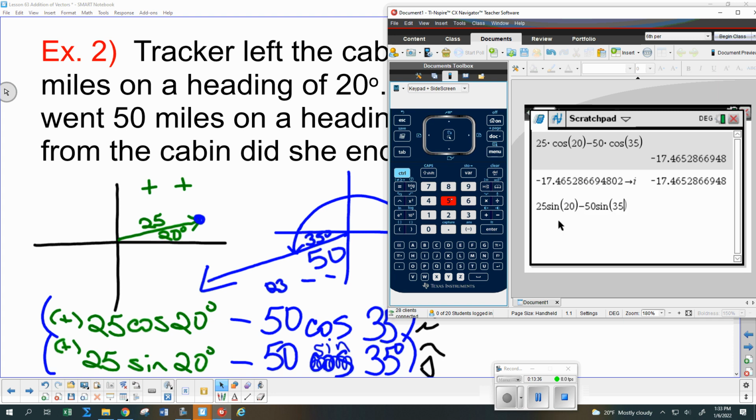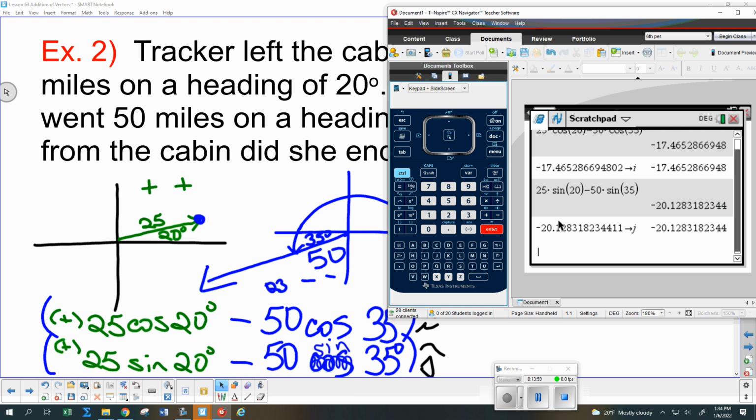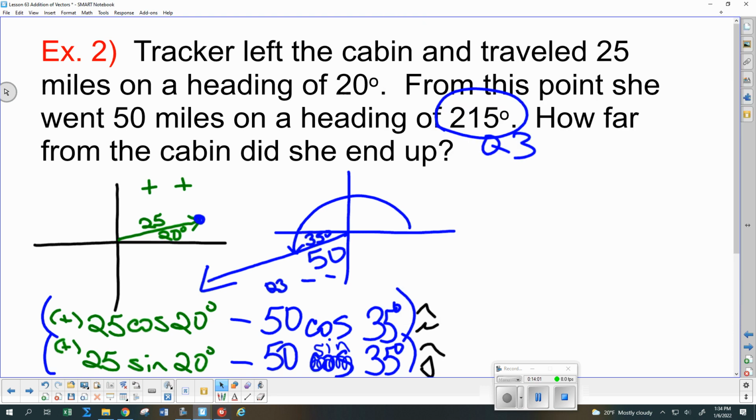Abby, did yours work okay for the I hat this time with that change? And what do we have, Cooper, for the J hat part? What'd you get? I just haven't punched enter on my calculator yet. Others, negative 20.128. So I'm going to do enter. I got the same thing, and now I'm going to store mine as J. And then I'm going back to the problem for a moment.